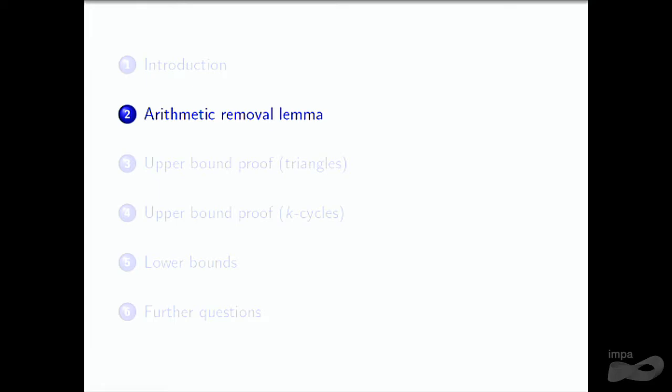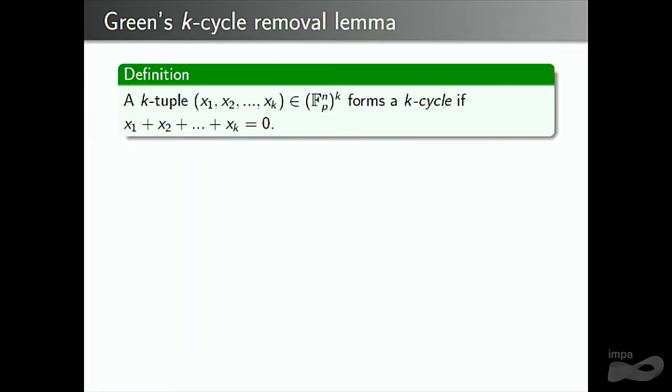So let's move to the arithmetic setting. In this talk, we're going to be working in F_p^n. You can work in abelian groups, but here let's stick to F_p^n. We'll say that a k-tuple of numbers in F_p^n forms a k-cycle if they sum up to 0.